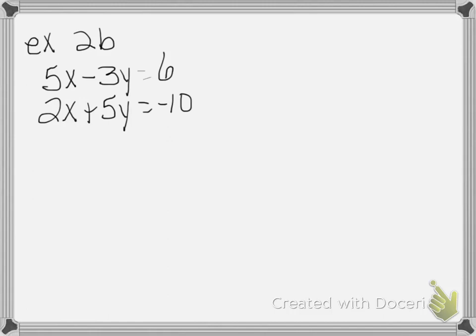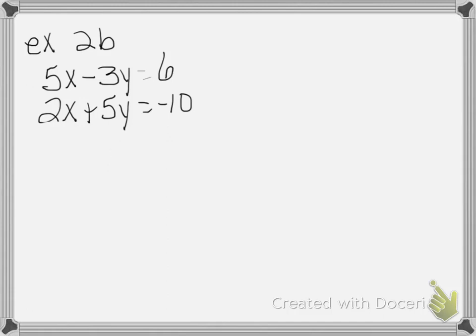Example 2b. Let's look at the x's. What's the least common multiple of 5 and 2? That would be 10. So I would want one to be a positive 10 and one to be a negative 10. Or, let's look at the y's. What's the common multiple of 3 and 5? 15. So I would want one to be a positive 15 and one to be a negative 15. Because my signs are already different, I'm going to choose to get rid of the y's.